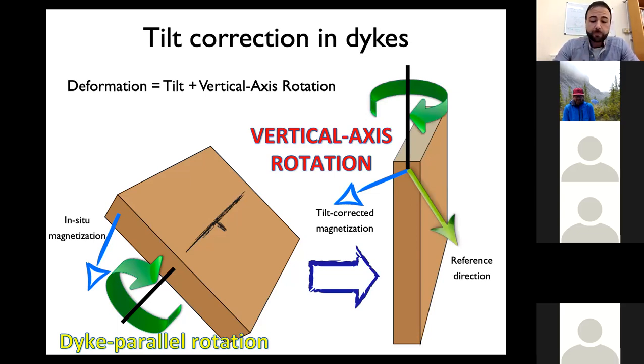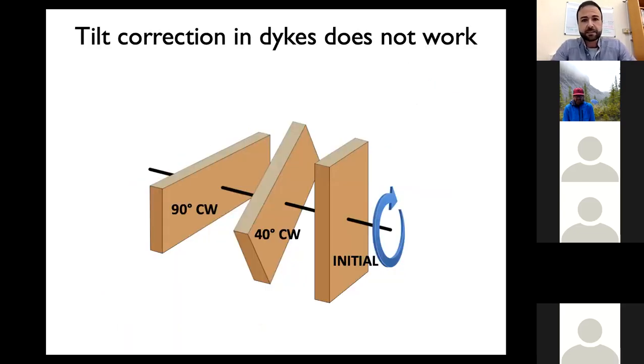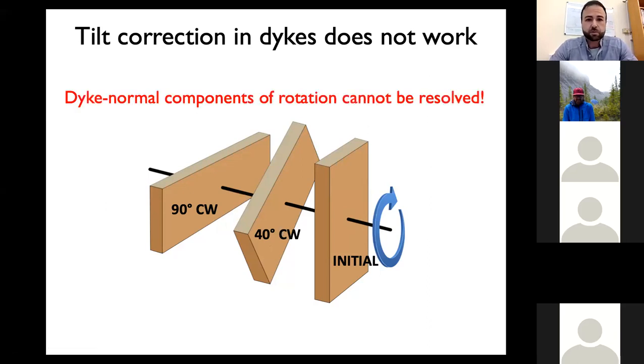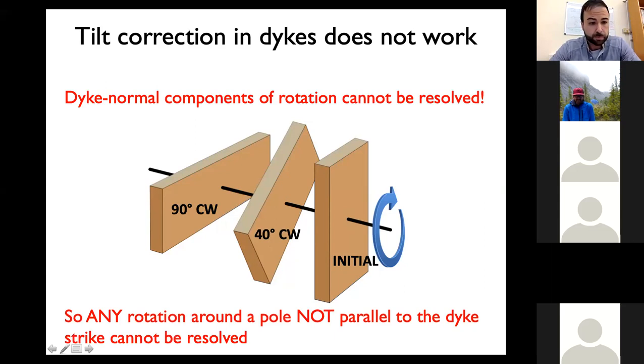Now, the main problem with dykes is that you cannot resolve any components of rotation that are perpendicular to the dyke. In fact, if you look at this image, if you rotate this dyke, which is originally vertical, by 40 degrees, by 90 degrees, by 450 degrees, nothing will change to the strike. The only way to realize that some rotation occurred is by looking at the remanence direction. So in dykes, the situation is quite critical when we apply tilt correction, and you cannot resolve those dyke-normal components of rotation.